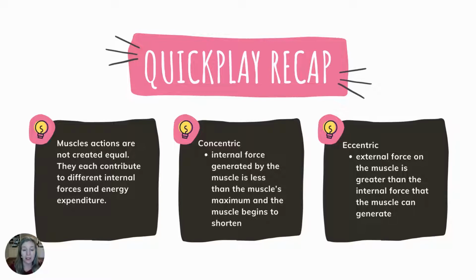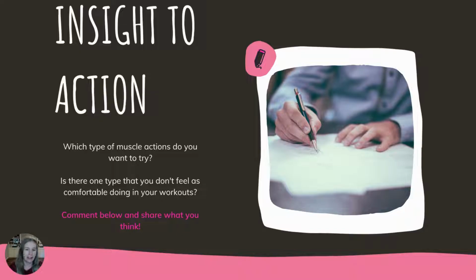Concentric muscle actions, the internal force generated by the muscle is much less than the actual maximum amount that the muscle can generate. And then once that happens, the muscle begins to shorten. In an eccentric muscle action, we're looking at the external force on the muscle is greater than the internal force that the muscle can generate, and that's why it lengthens. So you can't unknow any of this now, my friends.